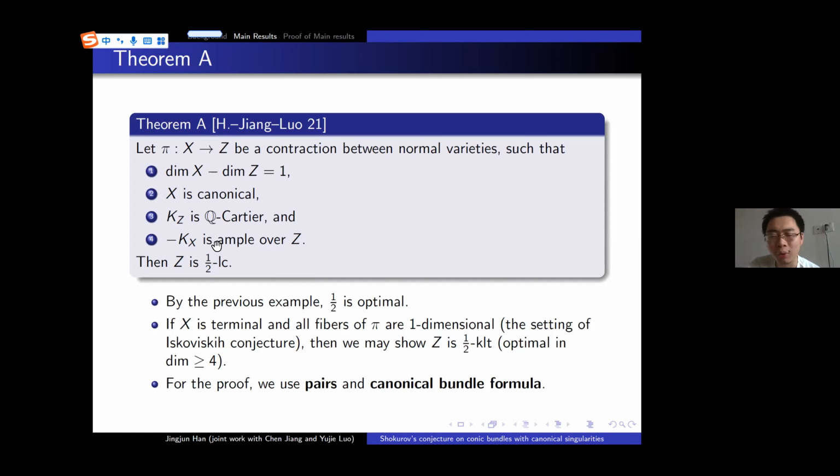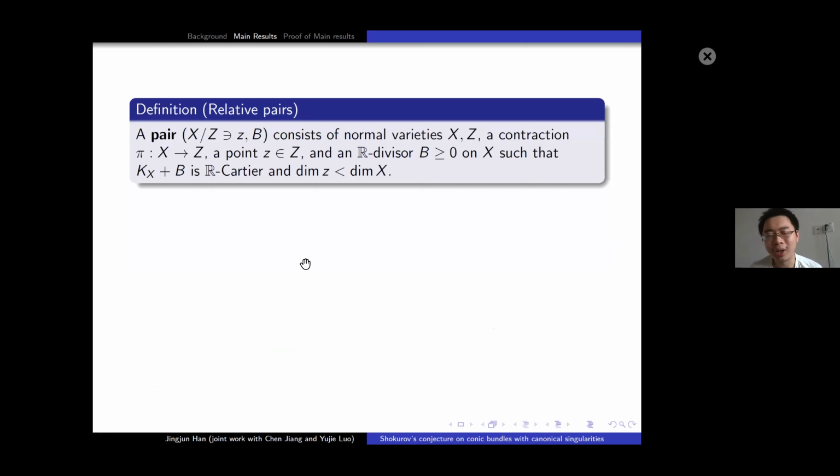And indeed, we will see later that we can relate this condition to, for example, we can only assume that minus K_X to be big over Z. So first, I would like to introduce the relative pairs.